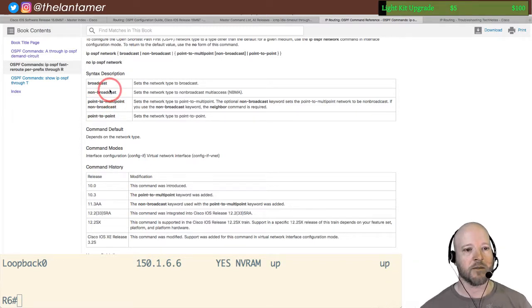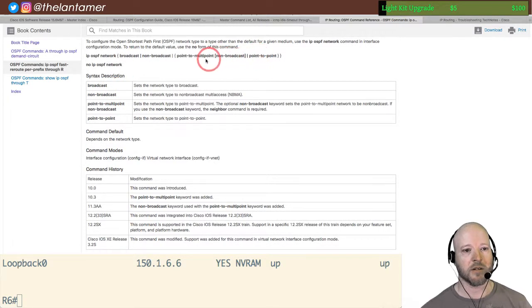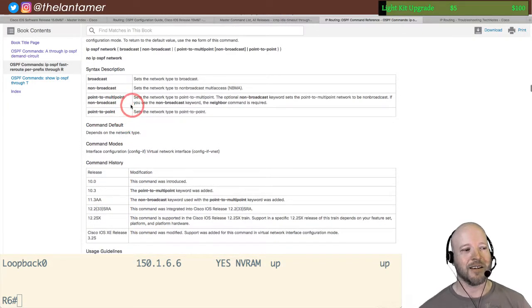And then we have a couple other modes here. So point to multi-point non-broadcast. Looks like we have 4 options total, right? Yeah, I remember this now from CCMB. It's starting to come back. Point to multi-point non-broadcast. So we will be using that in the next lab. That's a DMVPN. The optional non-broadcast keyword sets the point to multi-point network to be non-broadcast. If you use the non-broadcast keyword, the neighbor command is required, right?